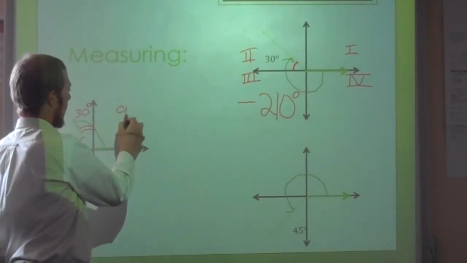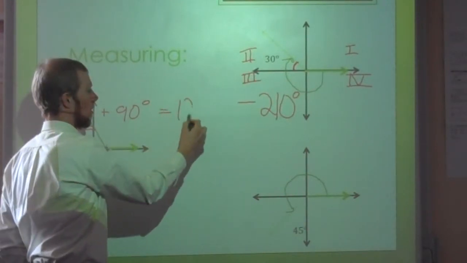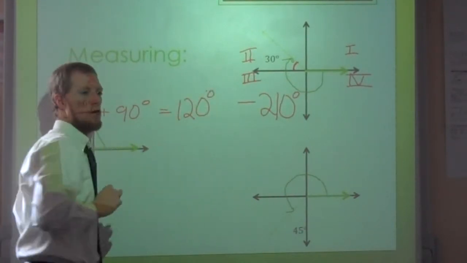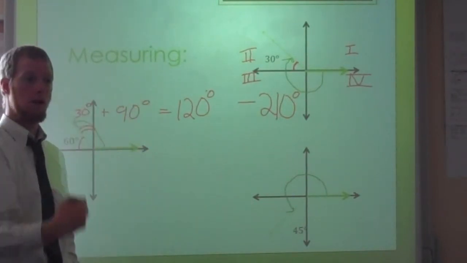So we have 90 degrees over here, plus 30 degrees there. This must be a 120 degree angle. Positive because we're going counterclockwise.